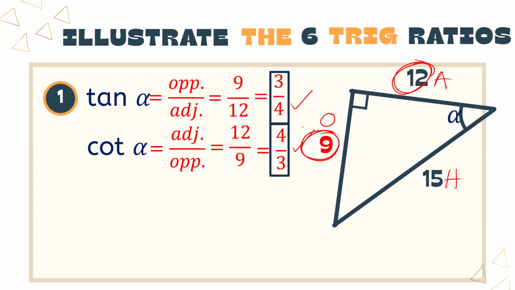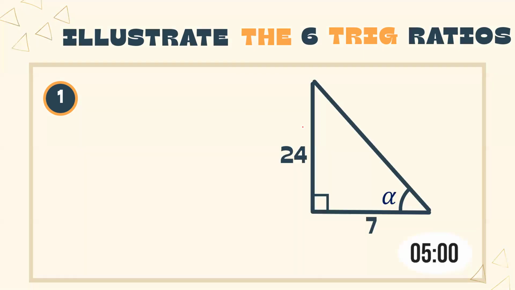Very good. So I hope you're able to follow how to solve the values of the 6 trigonometric ratios given the length of the sides and knowing which angle you are focusing on for the particular triangle that you're considering. Okay? Now let's have another example.